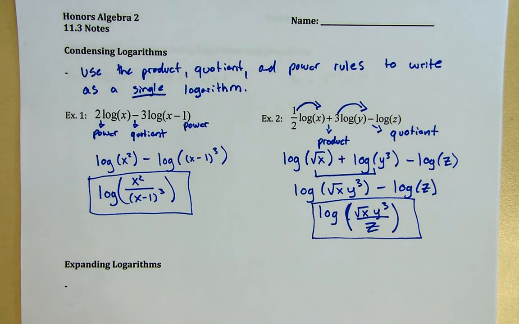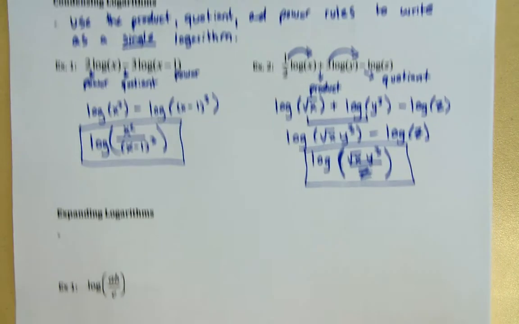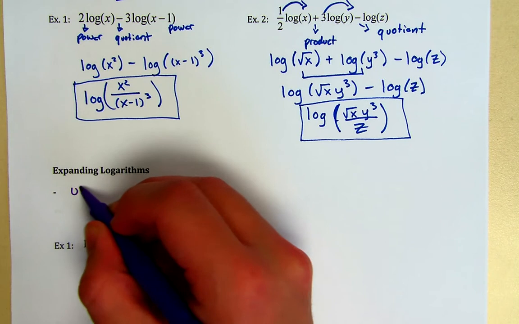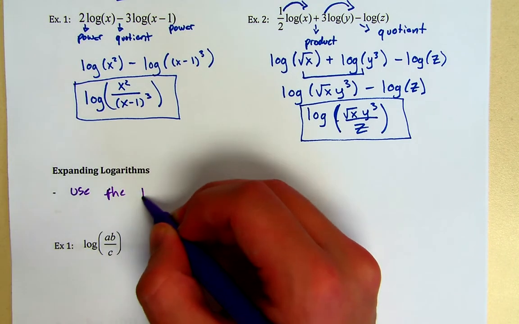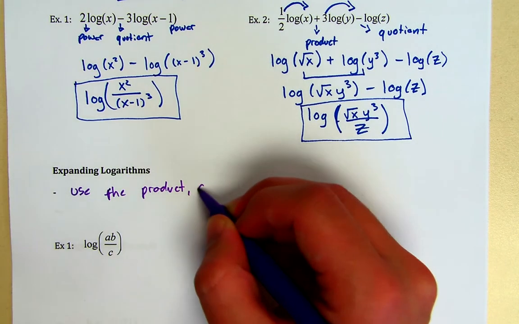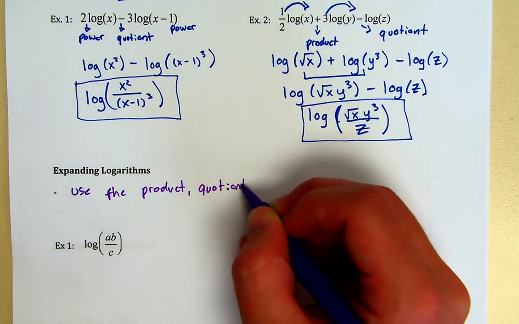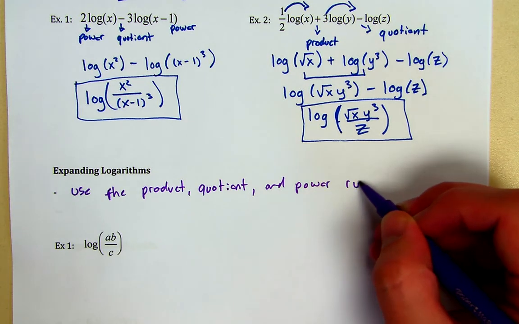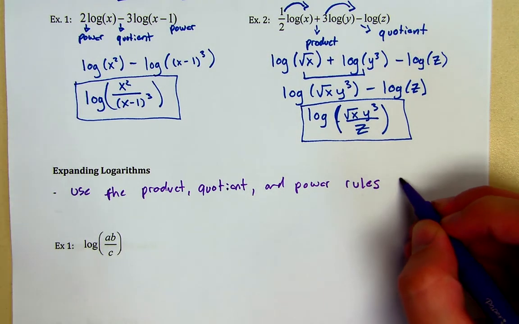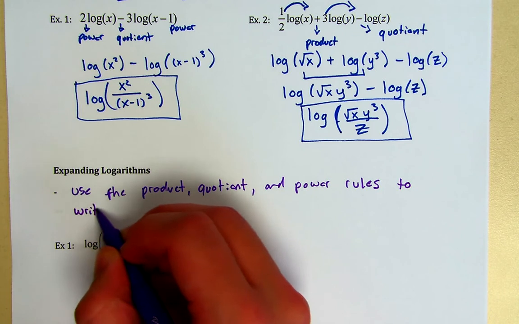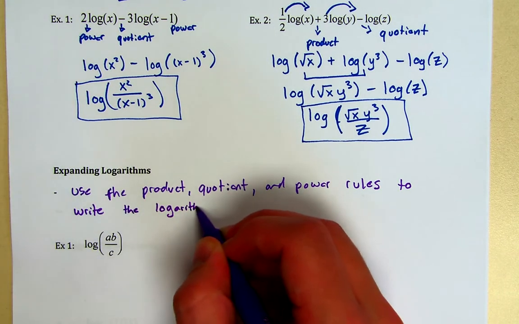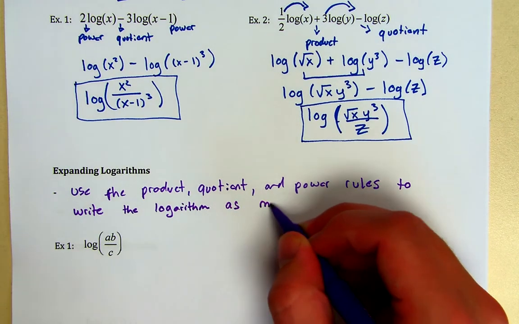So now I've condensed, but now I need to expand things. Very similar, you're going to take one single logarithm and write it as multiple. So again, you're going to use the product, quotient, and power rules to write the logarithm as multiple logarithms.